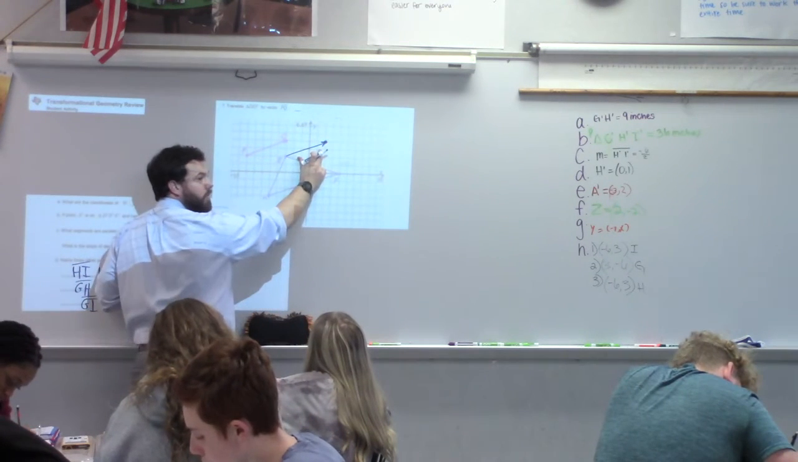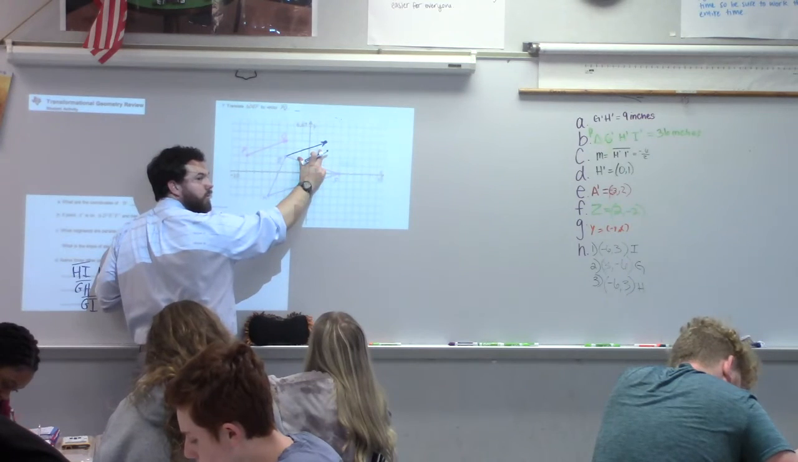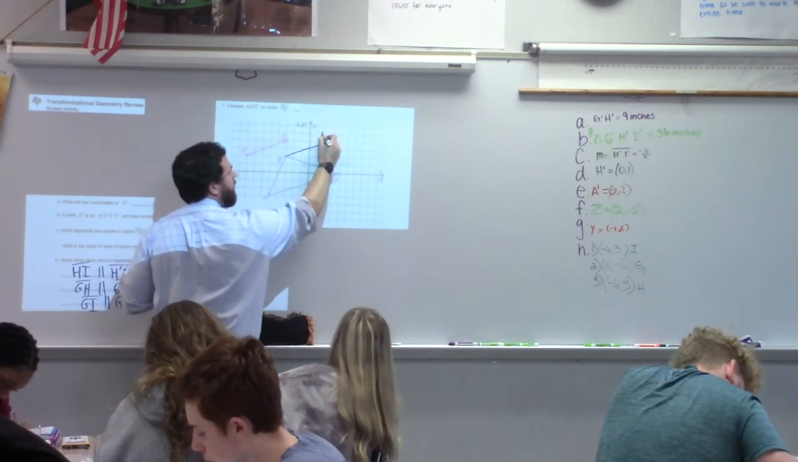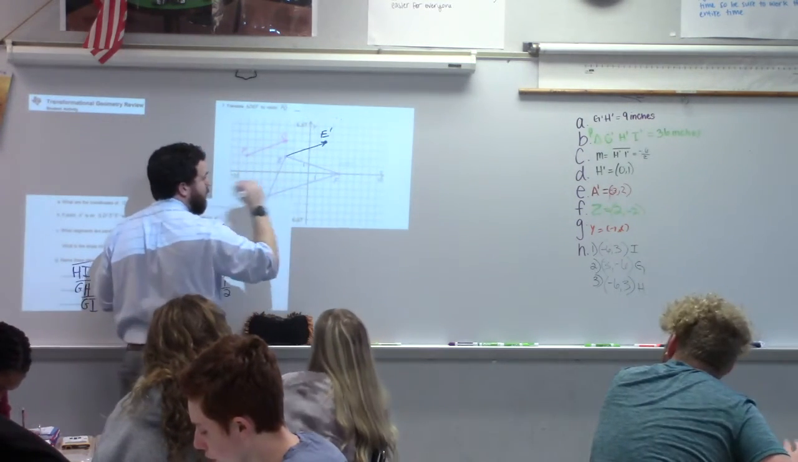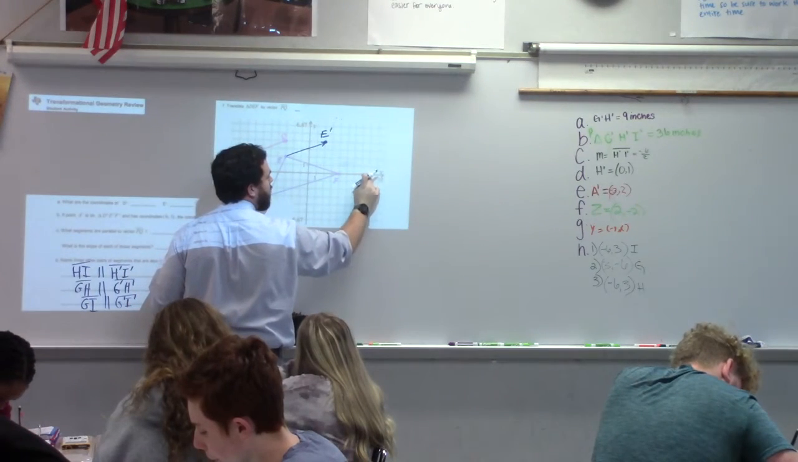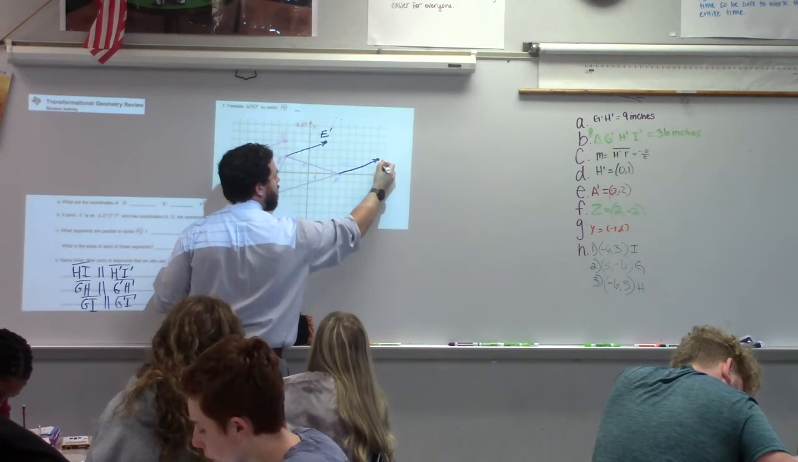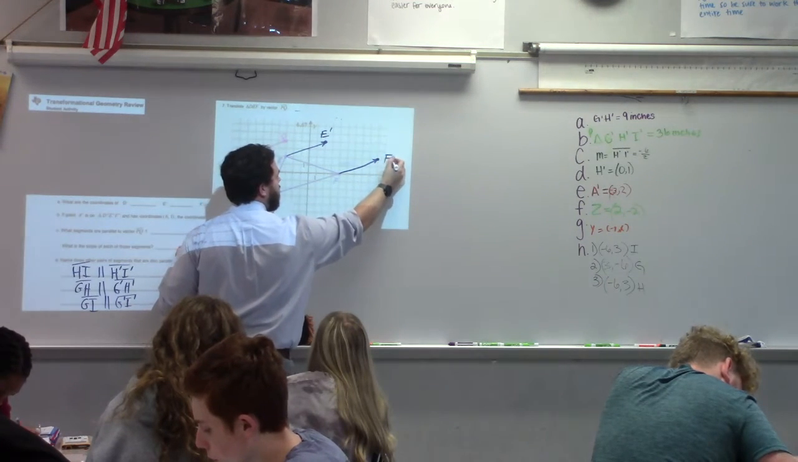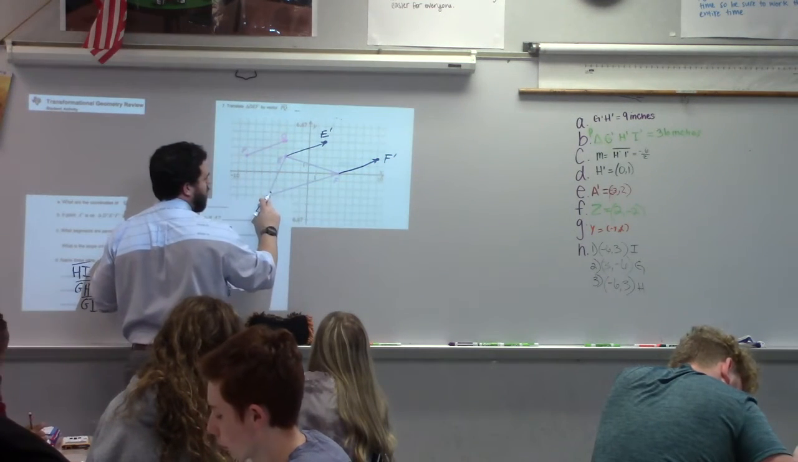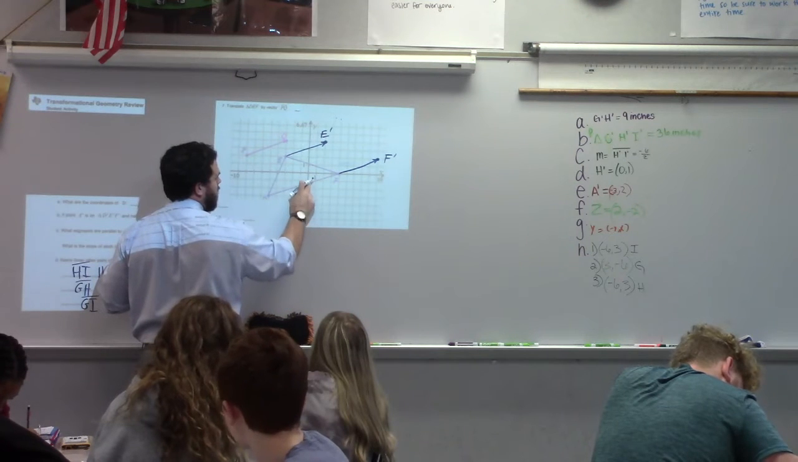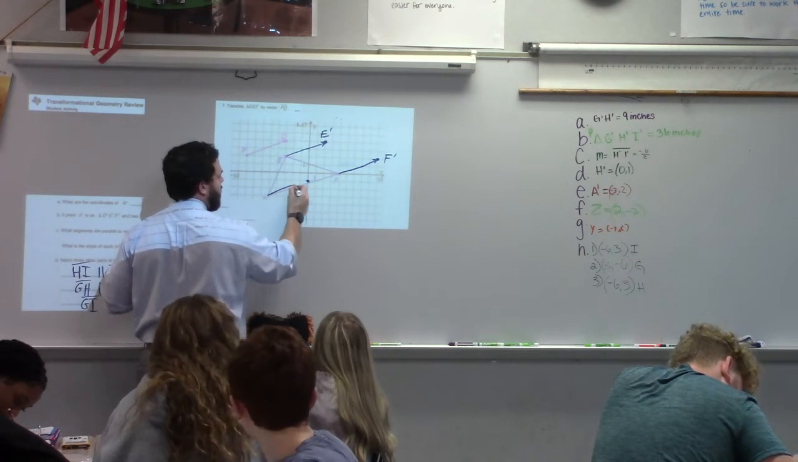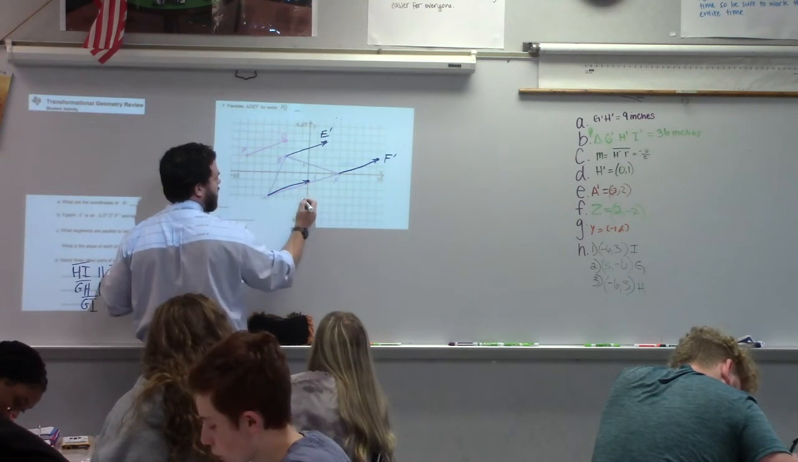Notice how I literally just took vector PQ and drew it right there? And then this would be E prime. There's my vector PQ again, and that is F prime. And there's my vector PQ again, and that is B.